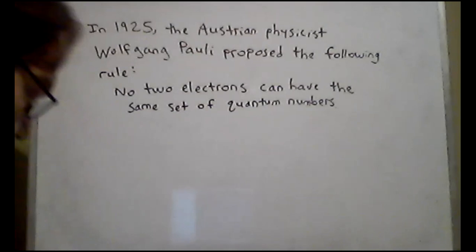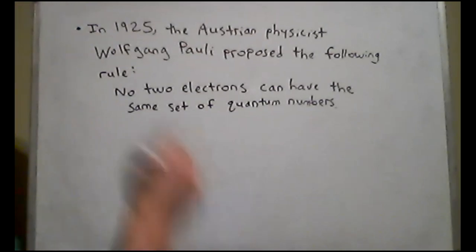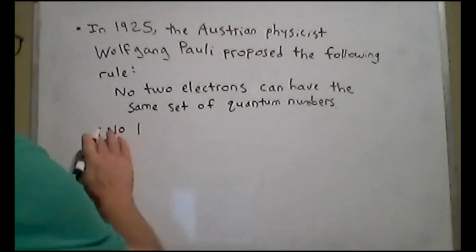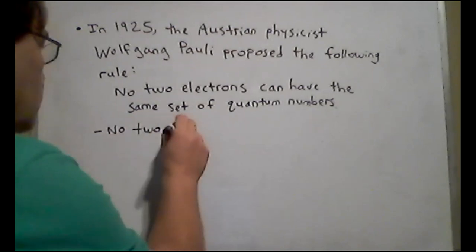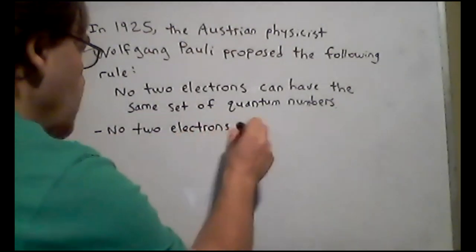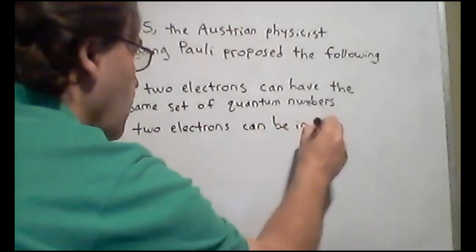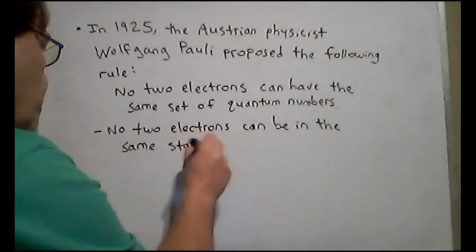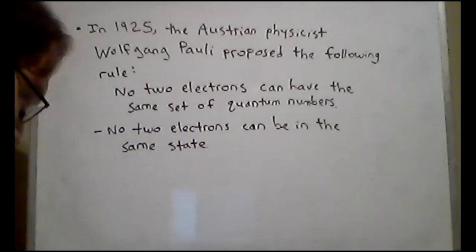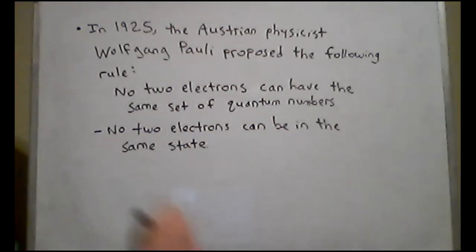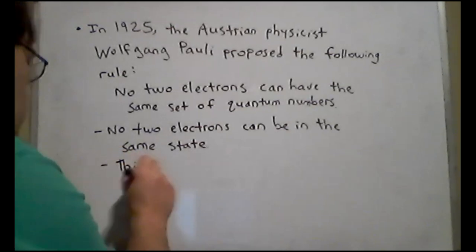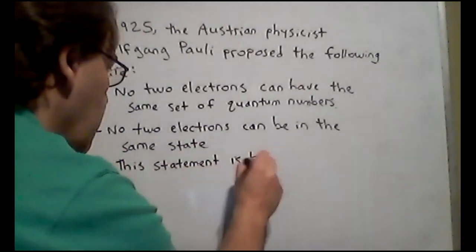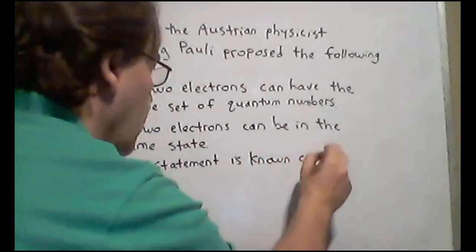And so what this really means is that no two electrons can be in the same state. It's another way of writing it. Okay, and we mean this by a quantum state. The statement is known as the Pauli Exclusion Principle.